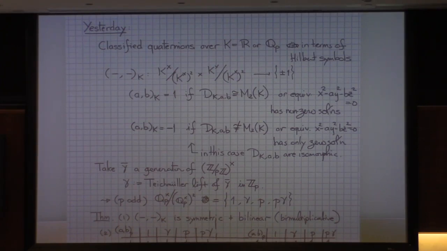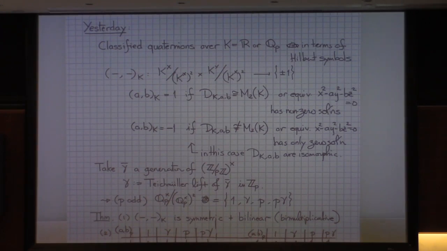The way we define it is that the Hilbert symbol is 1 if the corresponding quaternion is isomorphic to the matrix algebra. Or equivalently, this is probably how the Hilbert symbol was originally defined, if you look at the quadratic equation x squared minus a y squared minus b z squared equals 0, this has a non-zero solution in K. The other case is when the Hilbert symbol is -1, when the quaternion is not isomorphic to the matrix algebra. This is equivalent to saying that the quadratic form has only the zero solution.